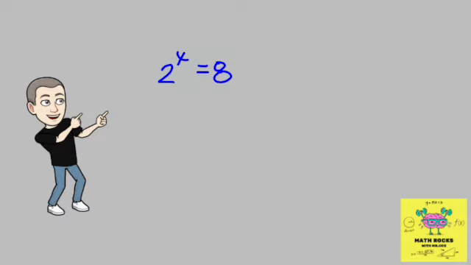In this video, we're going to be looking at exponential equations and how to solve them. So let's take a simple one over here, like 2 to the x equals 8. We all know that x equals 3 because 2 to the third power is 8. Okay, simple enough. Well, what about 2 to the x equals 16? Well, once again, we know that 2 to the fourth is 16, so x would be 4.